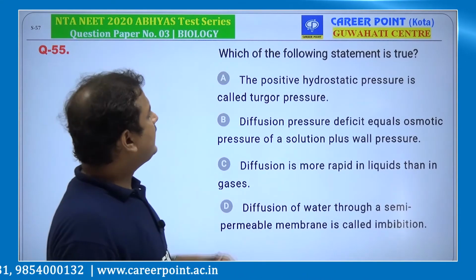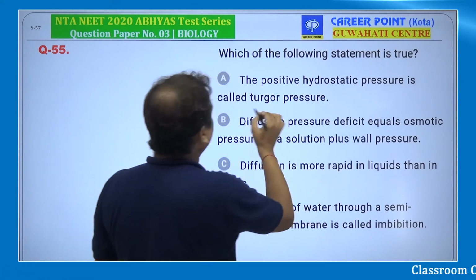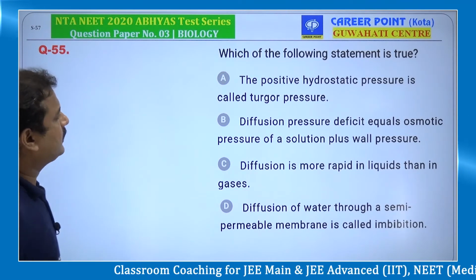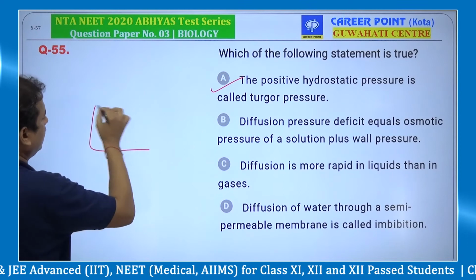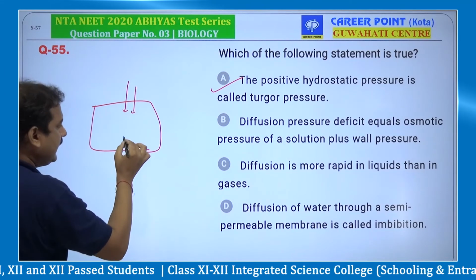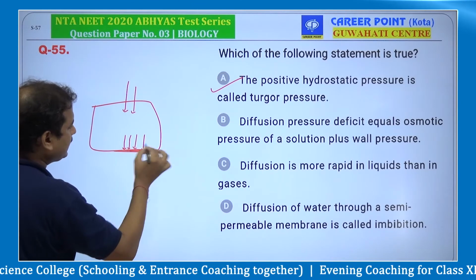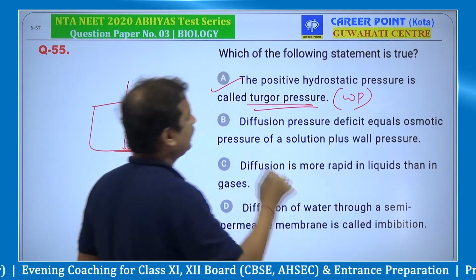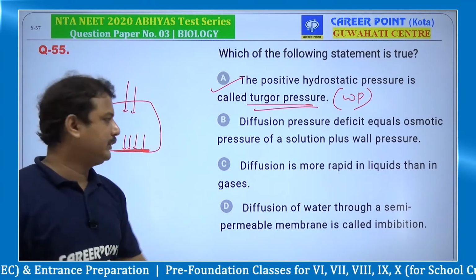Next question. Which of the following statements is true? The positive hydrostatic pressure is called turgor pressure. Which is the true statement? Yes, the positive hydrostatic pressure is called the turgor pressure. Of course, turgor pressure means what? When, as a result of osmotic pressure, water enters inside the cell, this water causes a pressure on the plant cell wall. So this is called turgor pressure or wall pressure. Actually, turgor pressure is also known as wall pressure. So yes, positive hydrostatic pressure is called turgor pressure, obviously, because it is a result of endosmosis.